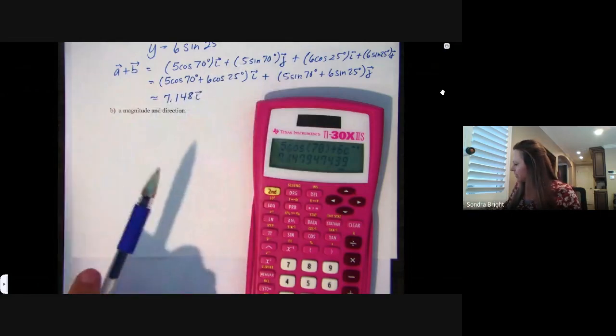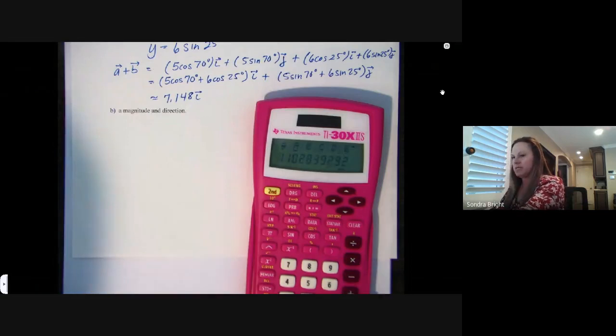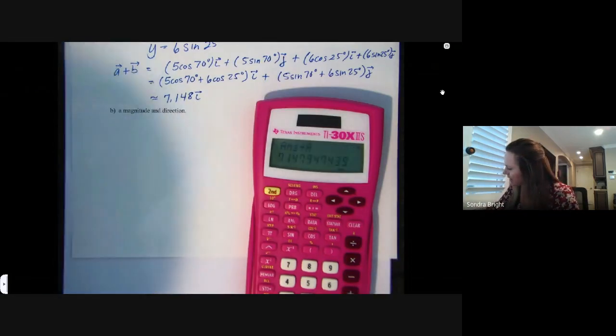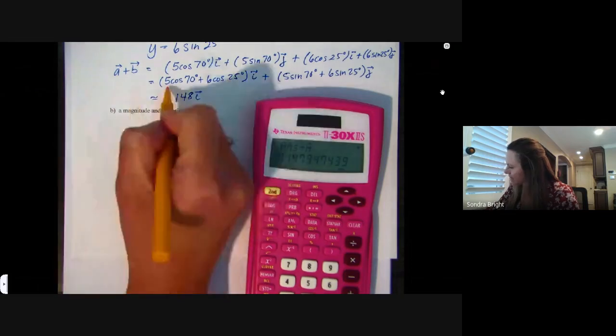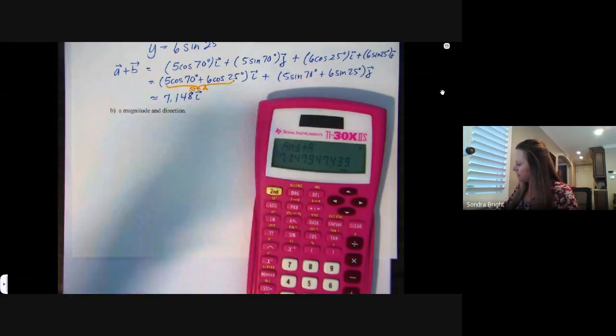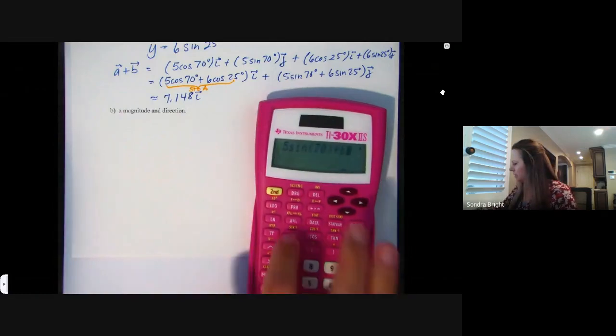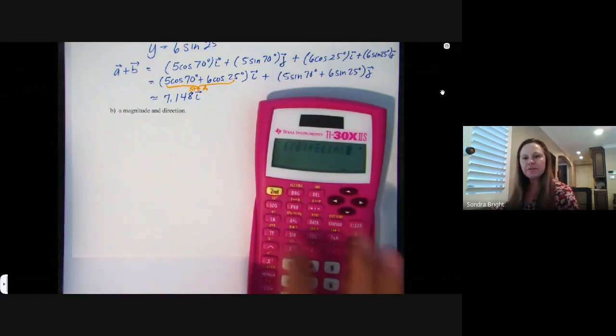Now before I go and figure out the y component of adding these together, I'm going to store this. I'm going to store it under A. I'm going to write myself a note that I stored this guy as A. All right. And then I'll do the same thing with the second one: 5 times sine of 70 in the parenthesis plus 6 times sine of 25. And it would help if I hit the right numbers. 25, there we go.